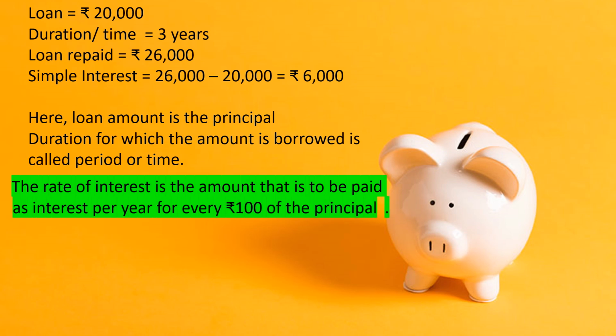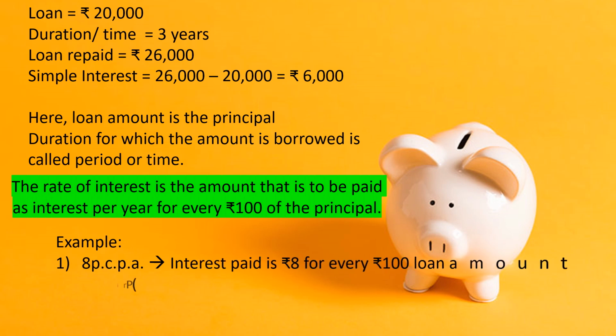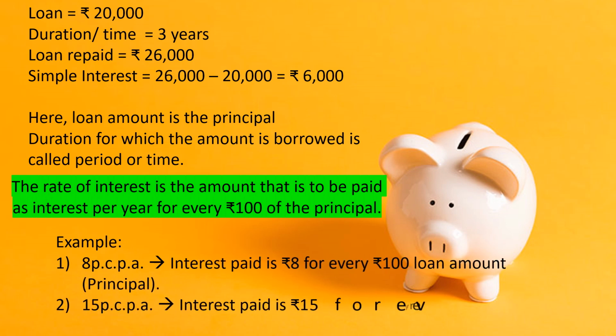Now remember children, the rate of interest is the amount that is to be paid as interest per year for every 100 rupees of the principal. Now 8 PCPA, if this is what the bank says to you while giving you the money, they will say, we are lending it at a rate of 8 PCPA. That means interest paid is rupees 8 for every 100 rupees loan amount. 100 rupees is the principal and 8 rupees is the interest.